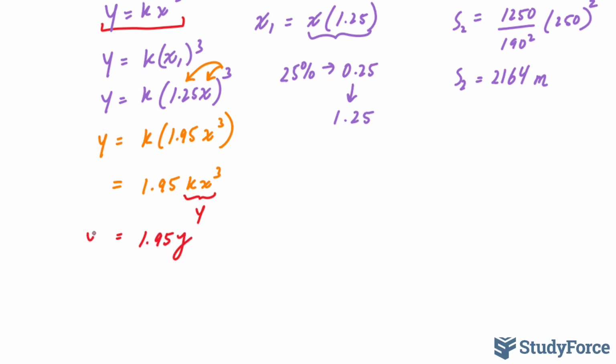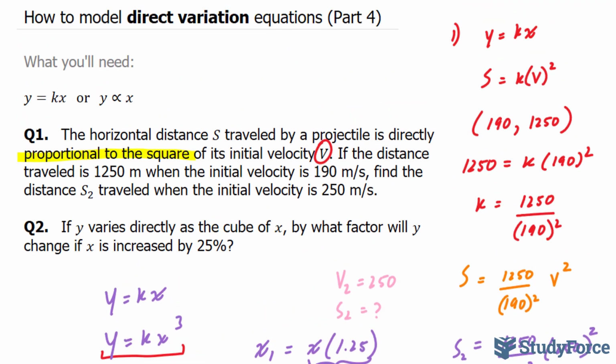And we can even call this y prime. And so there you have it. 2 examples on how to model direct variation equations. Make sure to watch part 5 for more practice.